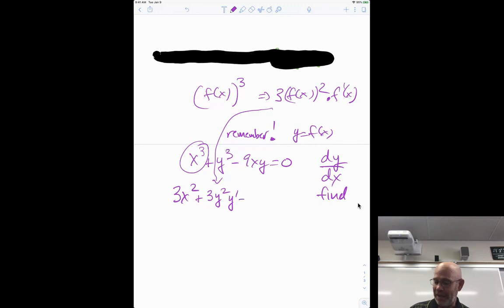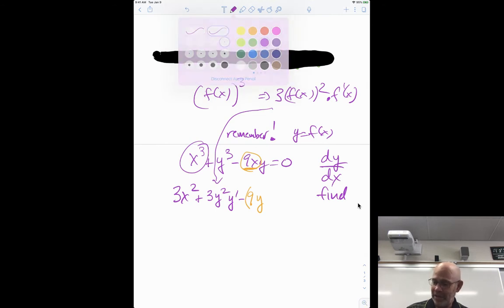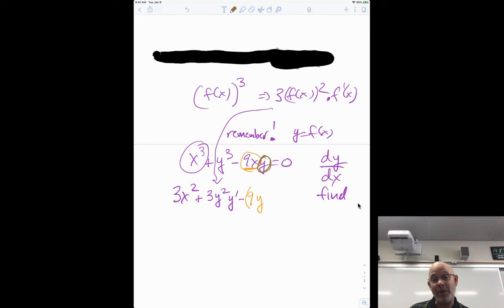Be careful with this minus sign because this is a product rule. I'll change colors here so you can see it a little bit better. The first term is 9x, so the derivative of that is 9 times the second term. I'm going to put this in parentheses so I don't mess up that minus sign. And now we have a product rule. The second term is y, so the derivative of that is y prime times the first term, which is the 9x. And the derivative of 0 is 0.